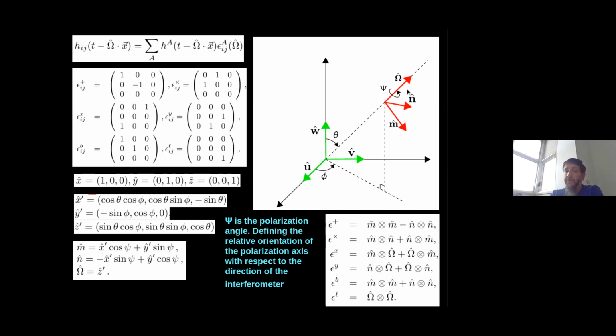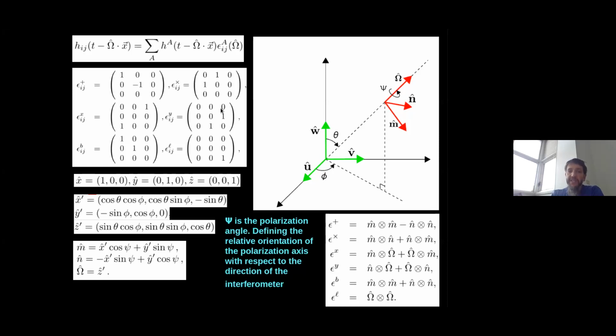Okay. Now, for a given source, you can always construct this polarization wave basis, and its orientation with respect to the detector frame is defined by a polarization angle, which essentially tells you how the M and N basis is rotated with respect to the projection of the incoming plane of the wave into the detector frame.